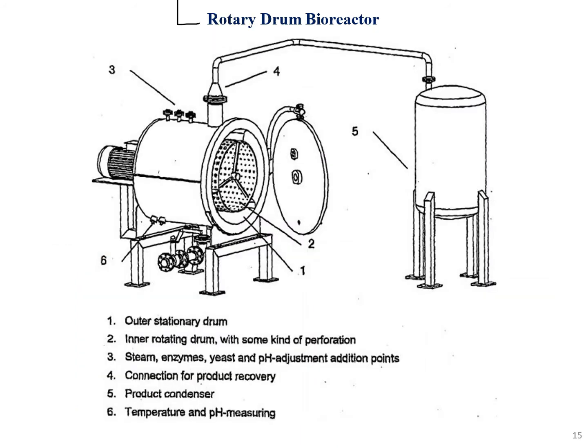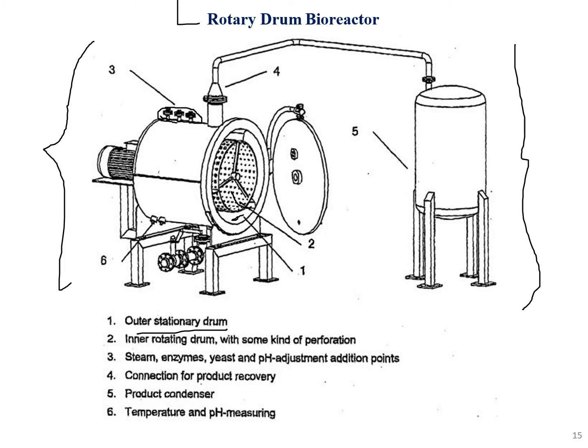And talking about the rotary drum bioreactors, as you can see, this is a schematic diagram of a drum bioreactor. Part one is the outer stationary drum. The second part is the inner rotary drum. The third part is the steam, enzyme, and pH adjustment systems; all the temperature and pH adjustment knobs are there. And the fourth part is the connection for product recovery. This is the product recovery system.